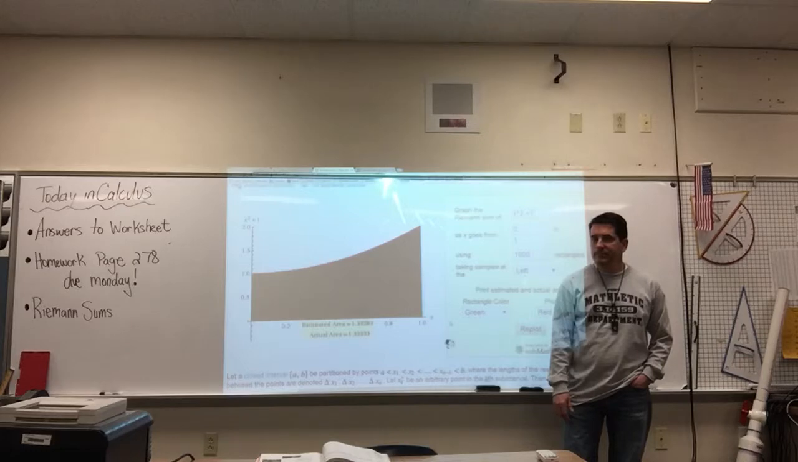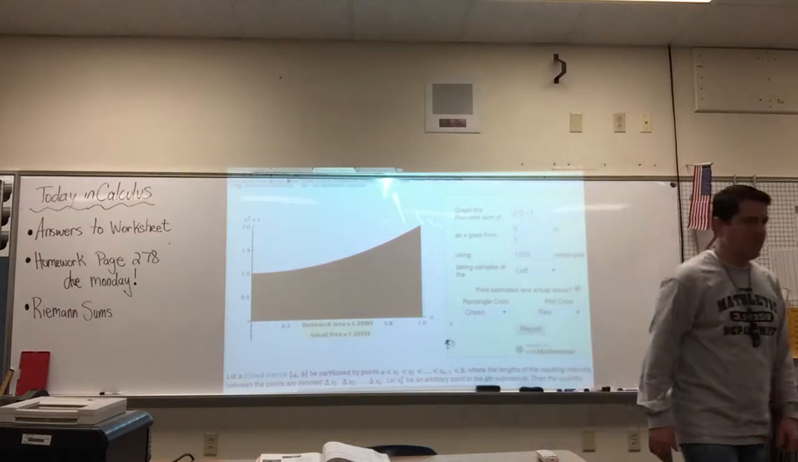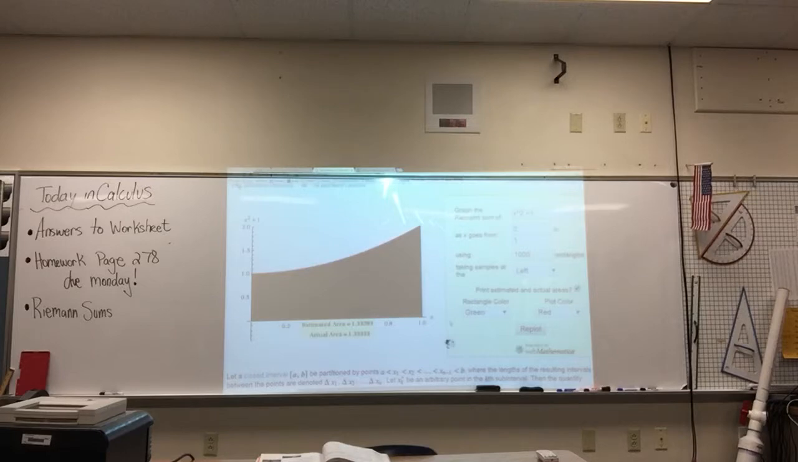Sound good? I wonder how we're going to do that. Well, let me show you. This right here is what's called a left-hand Riemann sum. The reason it's called that is because the functional value, take a look right here, the functional value of the rectangle uses the left side to determine the height of the rectangle. Every rectangle, the left side touches the function. It's a left-hand Riemann sum.